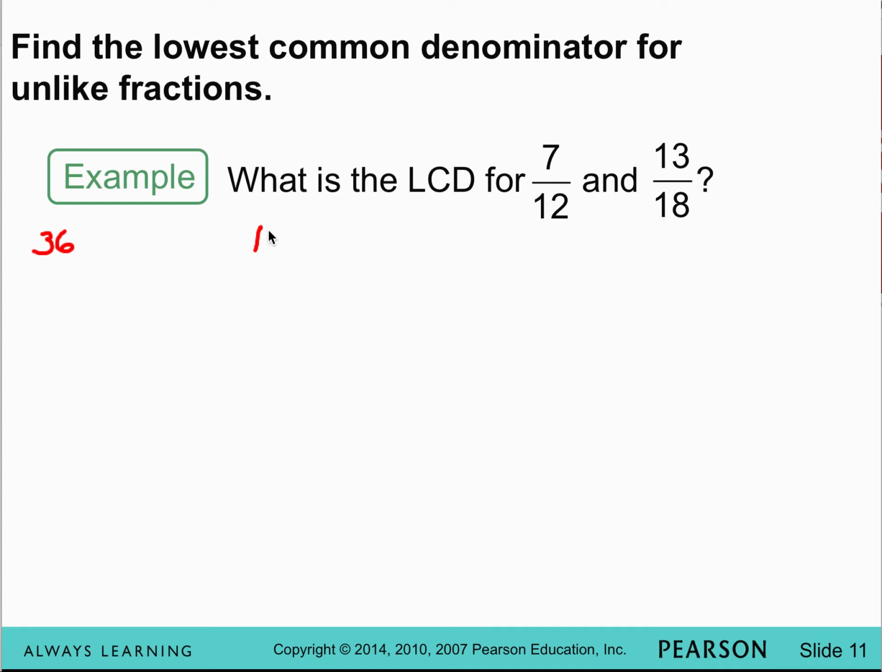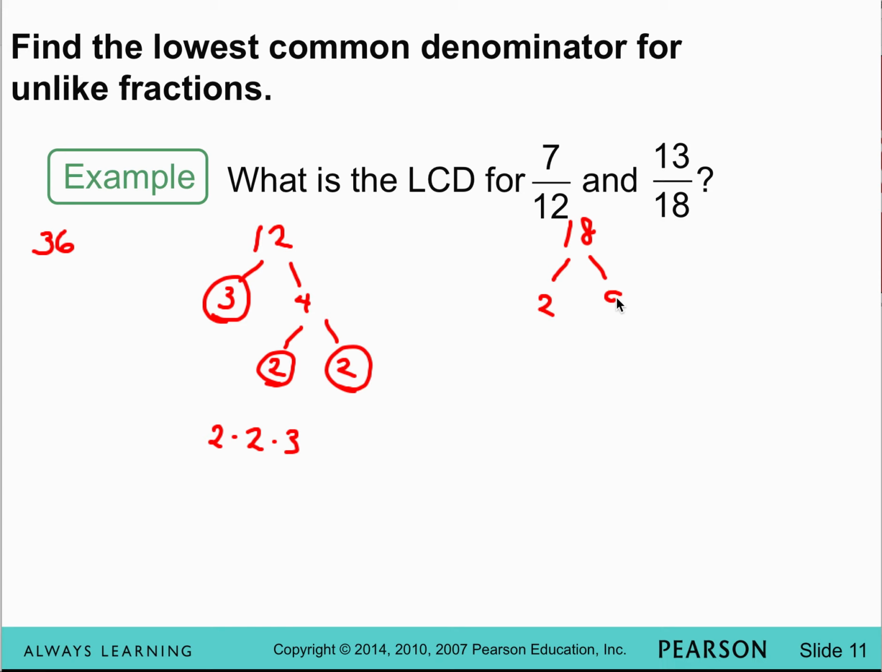All right, what if I couldn't find it? 12, I'm going to say is 3 times 4. And if you wanted to start with 6 times 2, that's fine. In the end, you're going to get the same number because we're going to keep going until we can't go any further. So this is 2 times 2 times 3 for 12. And 18, 3 times 6, 9 times 2, however you want to do it.